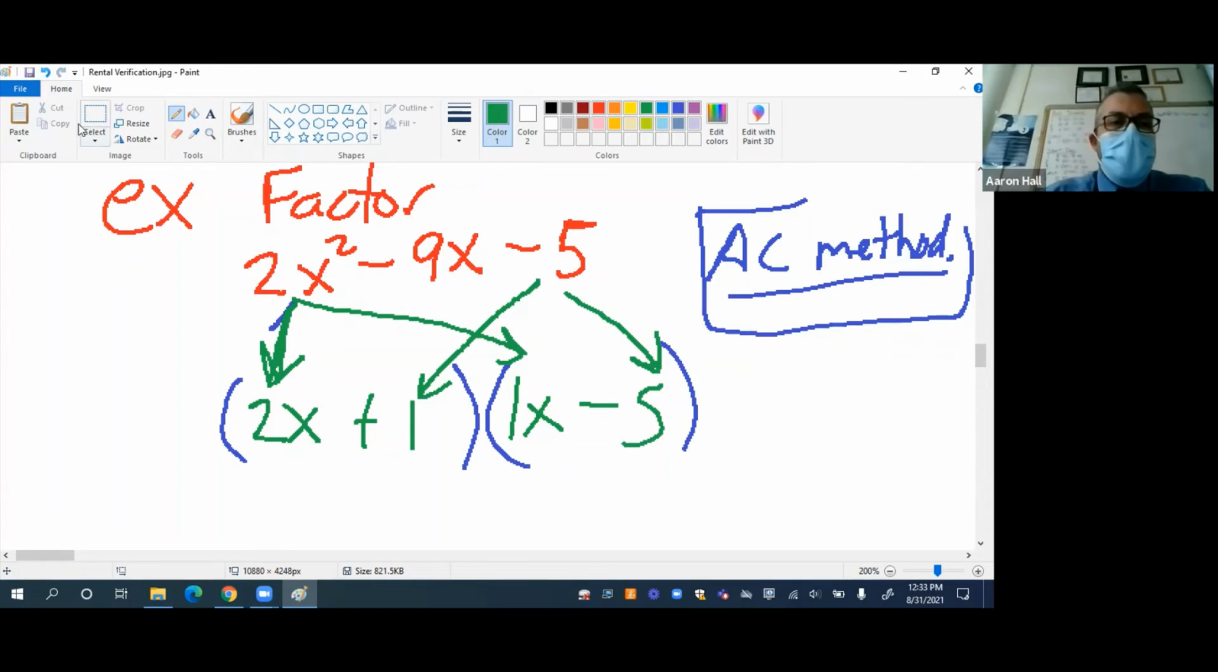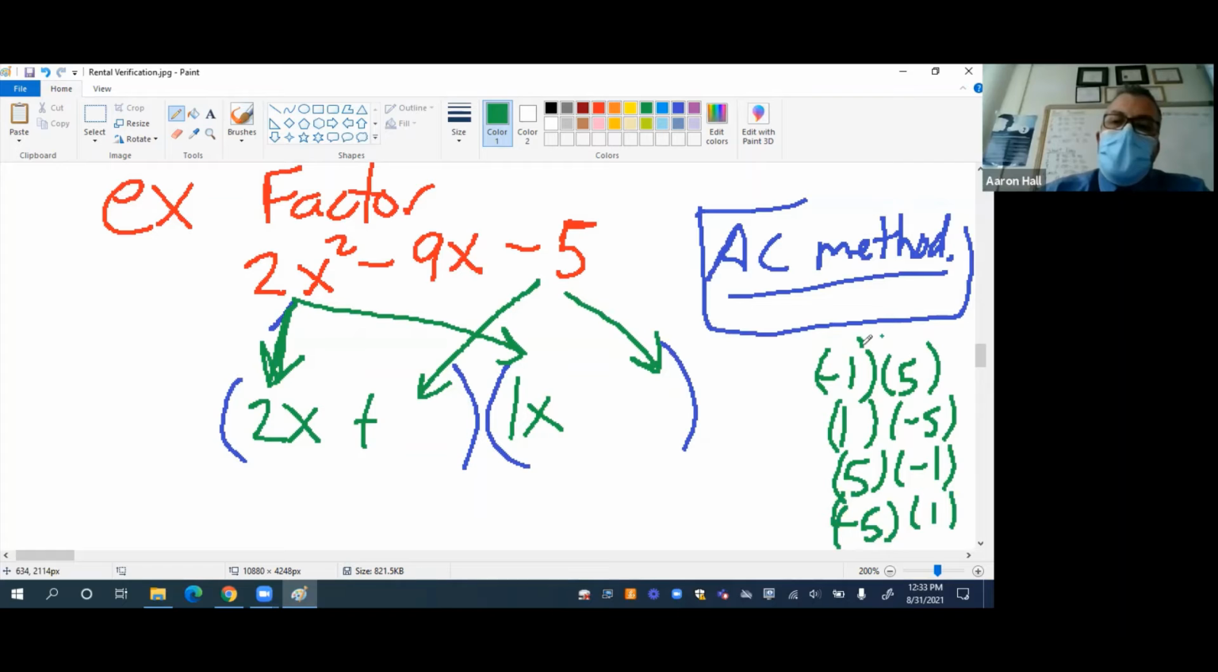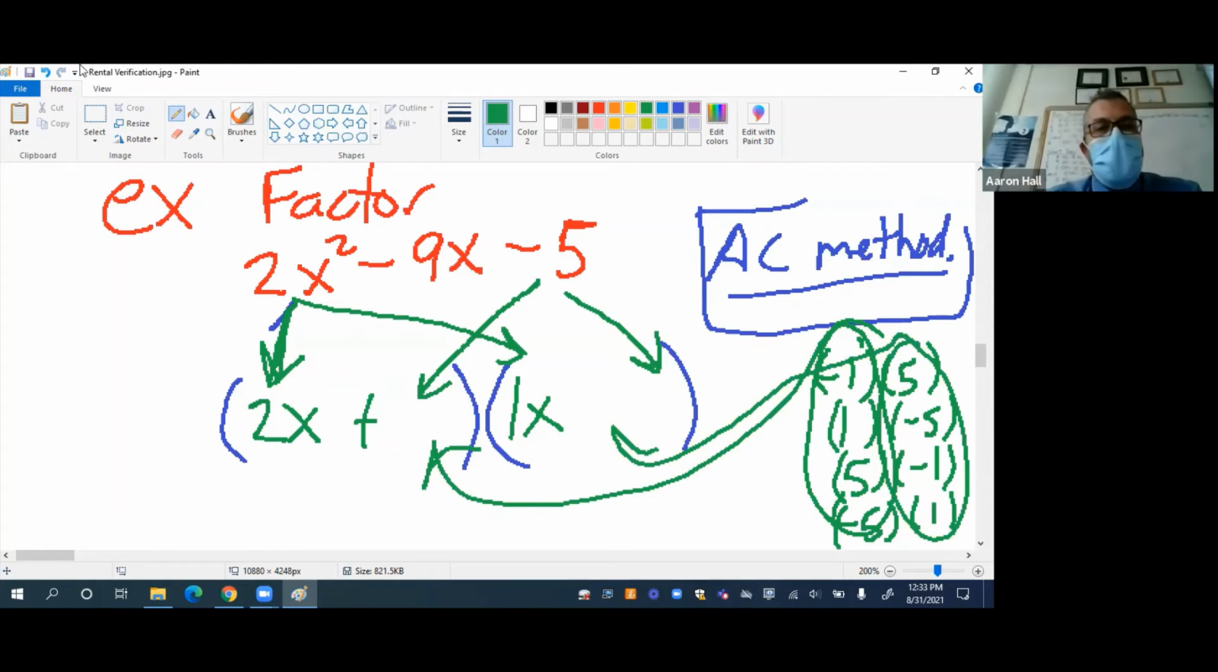Here are our choices. There are 4 choices, like Bryn said. Either this is -1 times 5, it could be 1 times -5, it could be 5 times -1, or it could be -5 times 1, right? This row goes here, and this row goes here. Those are the only choices. There are 4 different possibilities.